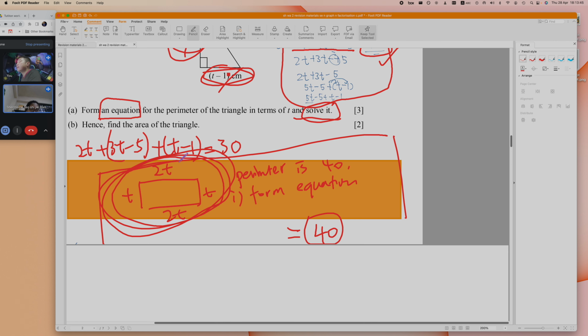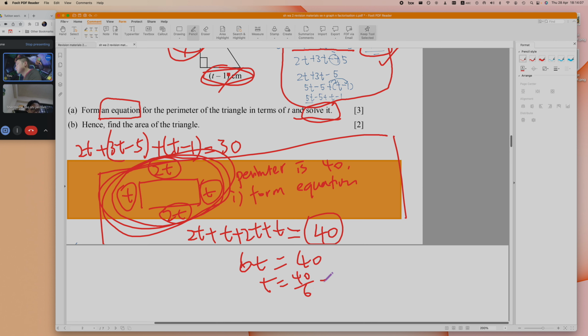So I take the 2t first. Then I take the t. I take the 2t. I take the t. Then after that I solve. So how many t do I have here? 6t equals to 40. So t is equal to 40 divided by 6. So can you help me out using a calculator? So it's 6 2/3. Okay, so that's the answer. That's my t for this rectangle question.